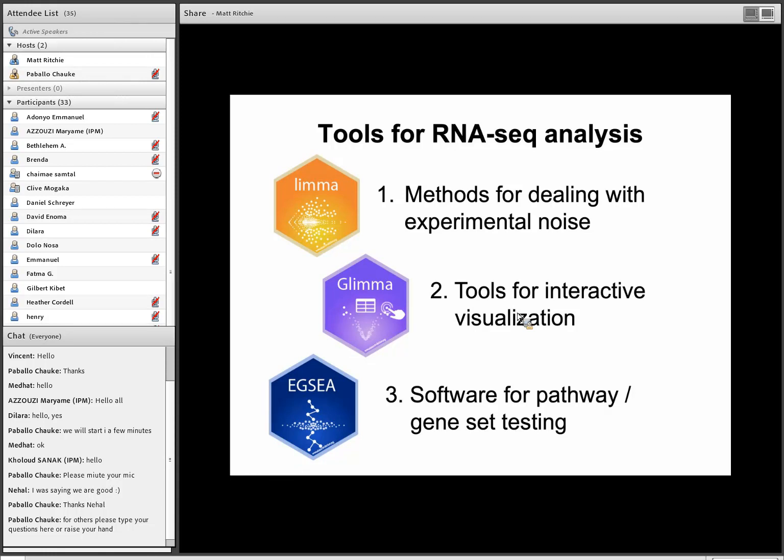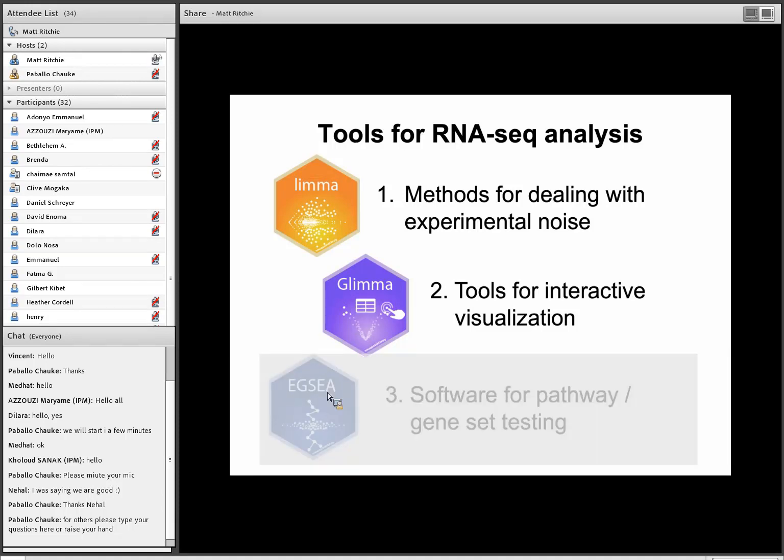It's fun for biologists to be able to explore their data in more detail, and Glimmer allows you to do that. The third topic that I think I don't have time to speak to you about today is EXE, which is software for pathway and gene set testing to allow you to do a great job on testing at the pathway and the gene set level using an ensemble approach, which is basically looking for a consensus across lots of different algorithms for doing gene set enrichment. So this last topic, we're going to skip to make sure we don't go over time, but the first 2 I'm going to spend the next little while discussing with you.